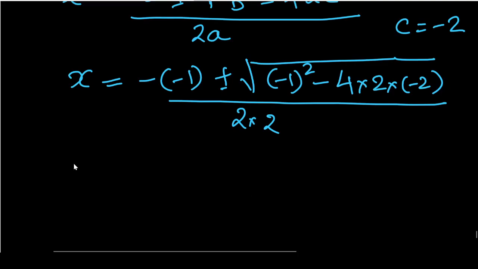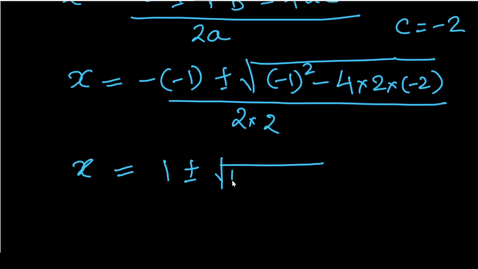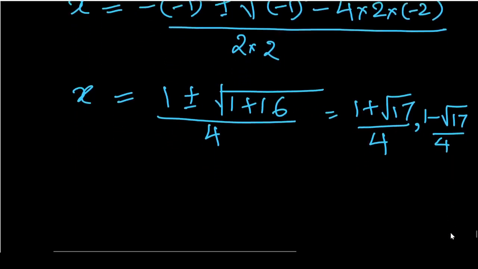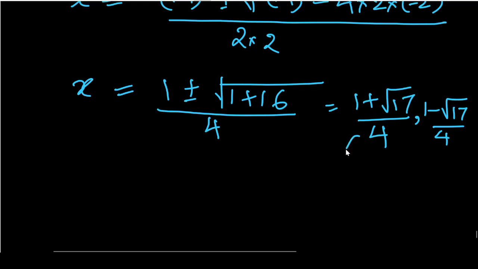So the value of x is 1 plus minus under root 1 plus 4 2s are 8, 2s are 16, upon 2 2s are 4. So it is 1 plus root 17 by 4, comma, 1 minus root 17 by 4. So these are the two values of x. The bigger value would be, let's say this is beta, this is alpha.